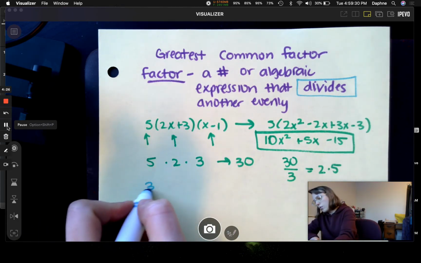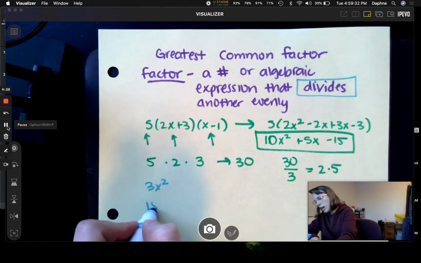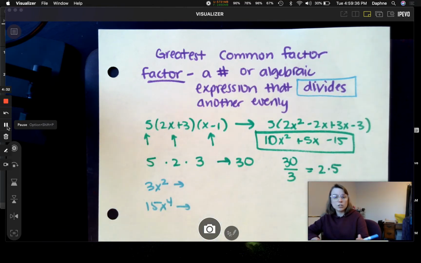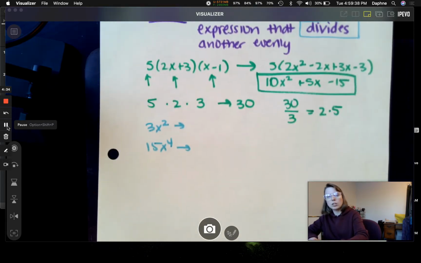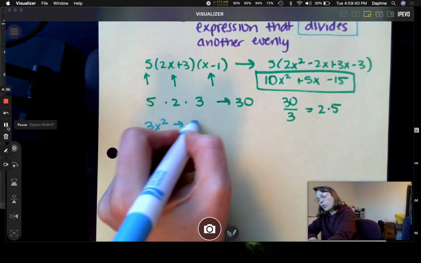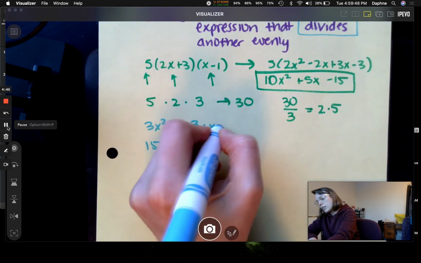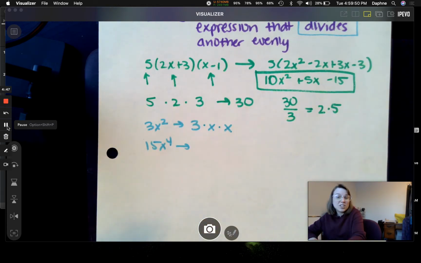So if I have 3x squared and 15x to the 4th, what are the factors that make up each of these expressions? Well, 3 is just 3. Technically, there's a bunch of 1s in there. 3 times 1 times 1 times 1 times 1. But we don't have to put the invisible 1s. And then there's an x and another x. You can put the dots if you want.